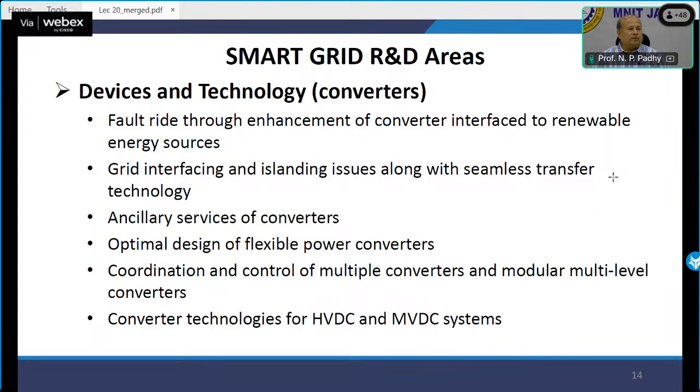There is also an area where converters are going to be important for R&D for smart grid technologies. Enhancement of converter interfaces to renewable energy sources, especially for those who belong to the power electronics side, can explore R&D in those areas. Grid interfacing and islanding issues along with seamless transfer technology, ancillary services of converters, optimal design of flexible power converters, coordination and control of multiple converters and modular multi-level converters, converter technologies for HVDC and MVDC systems.